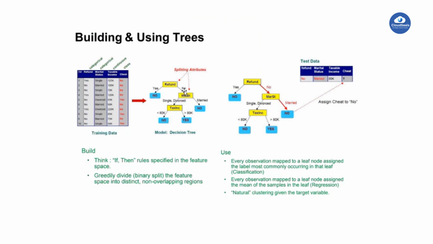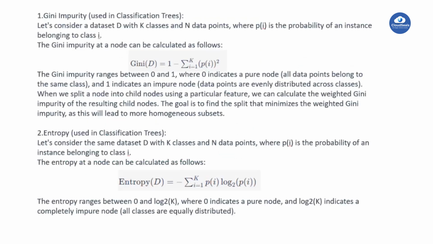If refund is no, but we can't say whether the cheat is no or yes, at that time we'll take another independent variable to help decide whether this cheat is no or yes. That's what we are doing here.